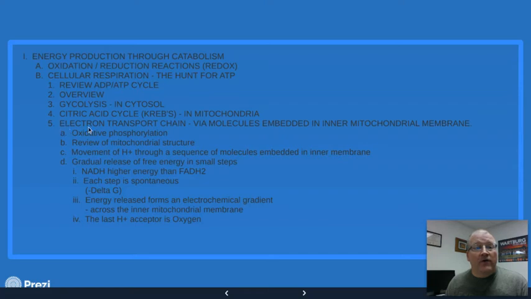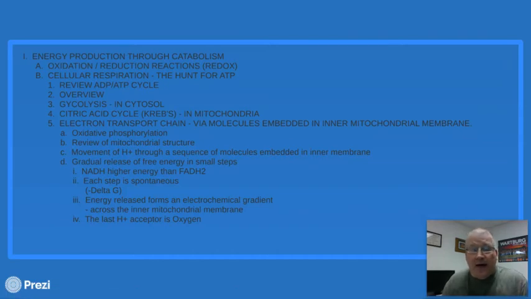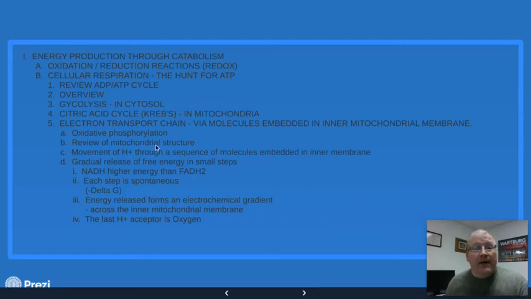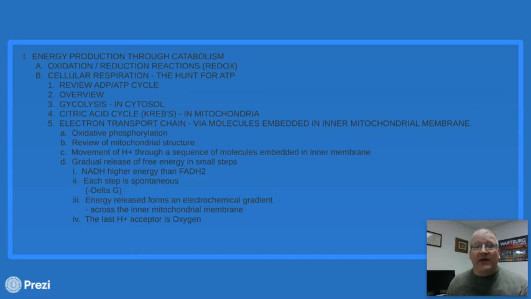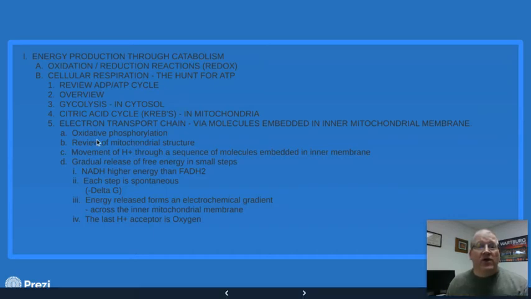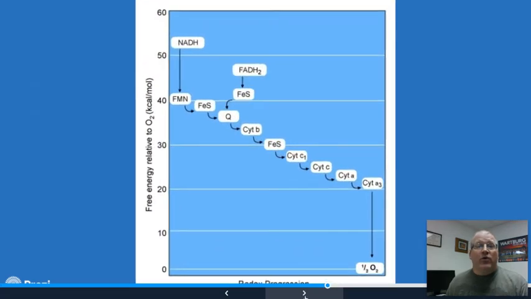This goes through what's referred to as the electron transport chain. The electron transport chain happens via enzymatic molecules that are embedded in the inner mitochondrial membrane, okay? And happens on a level that's referred to as oxidative phosphorylation now. Okay, back in glycolysis, it was substrate level phosphorylation, but now we're doing phosphorylation on an oxidative level. Okay, each step in this process.